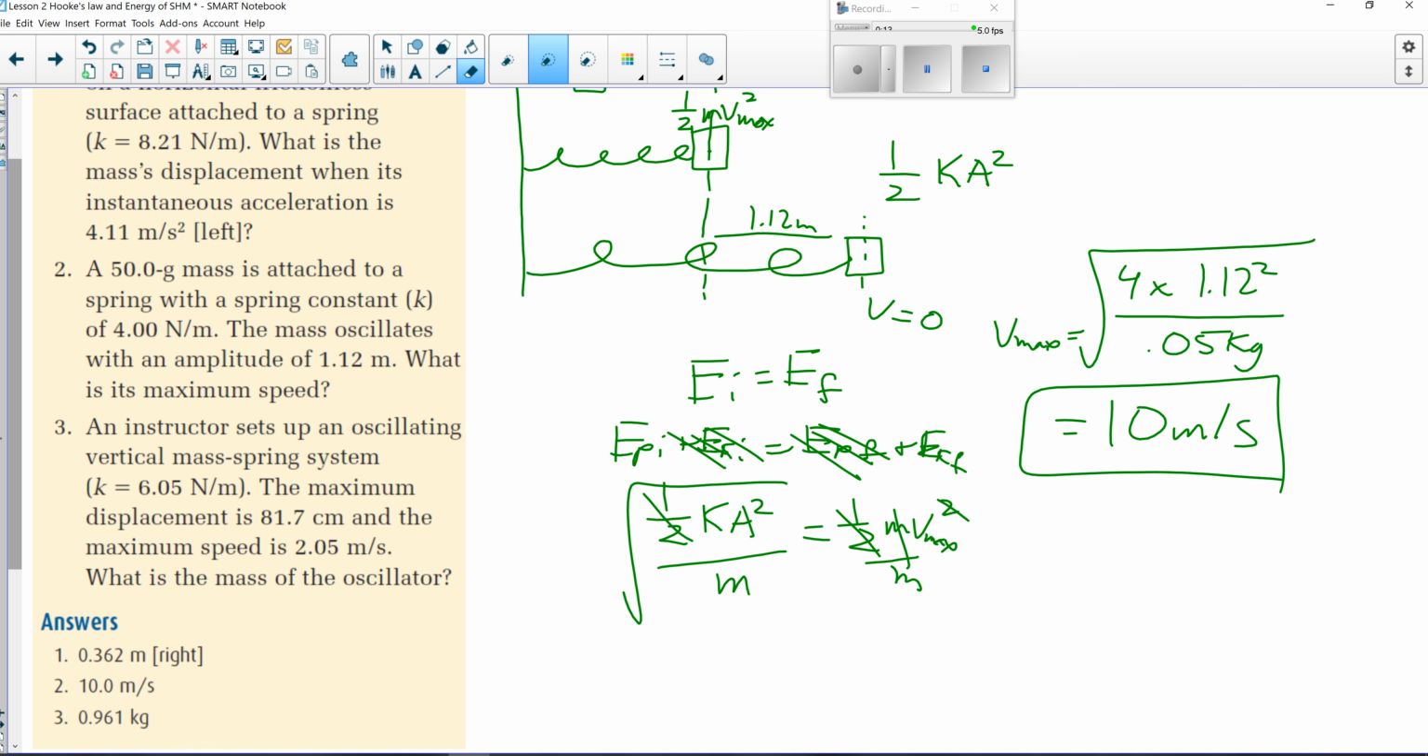Okay. Does that make sense? Kind of ring a bell on conservation of energy a little bit? Okay. All that's different is we have a different kind of potential energy. Okay. Other than that, it's just algebra. It's the same algebra we did before.